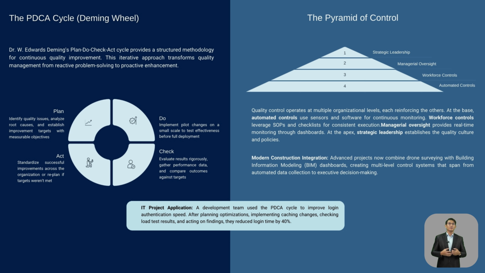So in a construction project, the pyramid might look like this. The drones and GPS mapping are automatic controls, and the site workers following inspection checklists, that is the workforce, and the project managers reviewing weekly dashboards. Now, directors deciding to invest in Building Information Modeling, or BIM, technology for long-term improvement. So this layered control ensures that each level has a role in protecting quality.